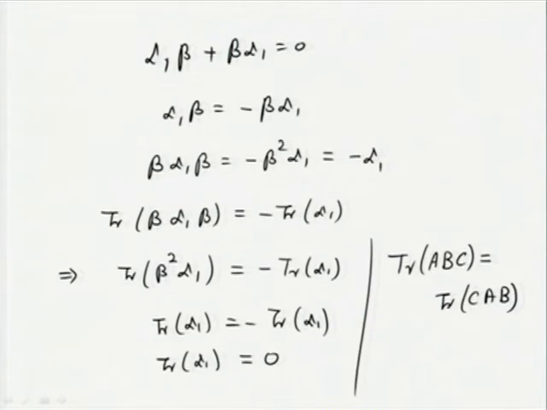So, we can replace alpha 1 by alpha 2 or alpha 3. That will immediately tell you alpha 2 trace is also equal to 0, and instead of multiplying the second line here by beta, if I multiply by alpha 1, then again alpha 1 square equal to 1 will give me trace of beta is equal to 0. So, trace of all of these is equal to 0.